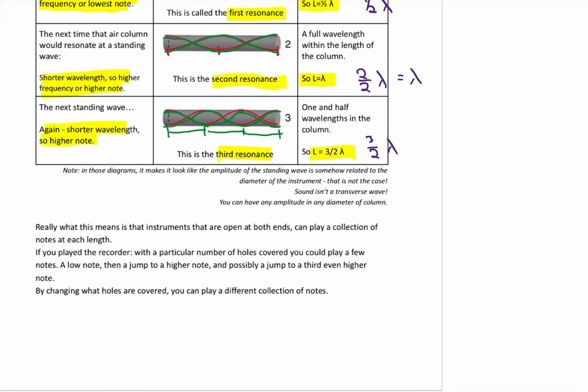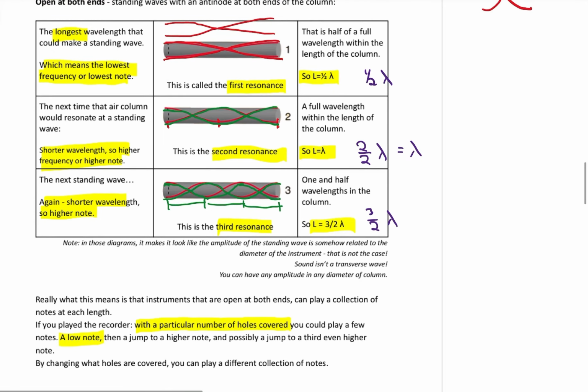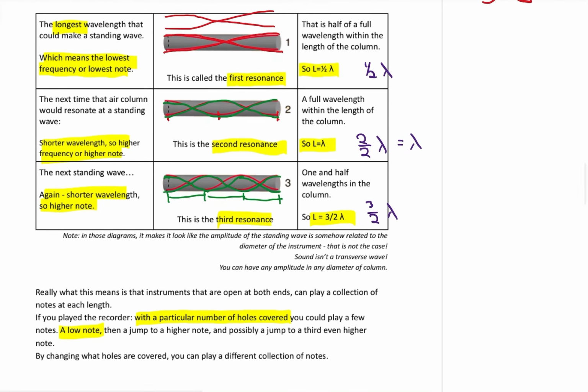Really what that means, and if you've played the recorder, you know this. Let's say you set up your fingers and you're not going to change them. So you're covering a particular number of holes and you're not going to mess around with it. When you cover, let's say, the first 3 holes, if you blow slowly, you're going to play a low note. That is your first resonance, that low note.